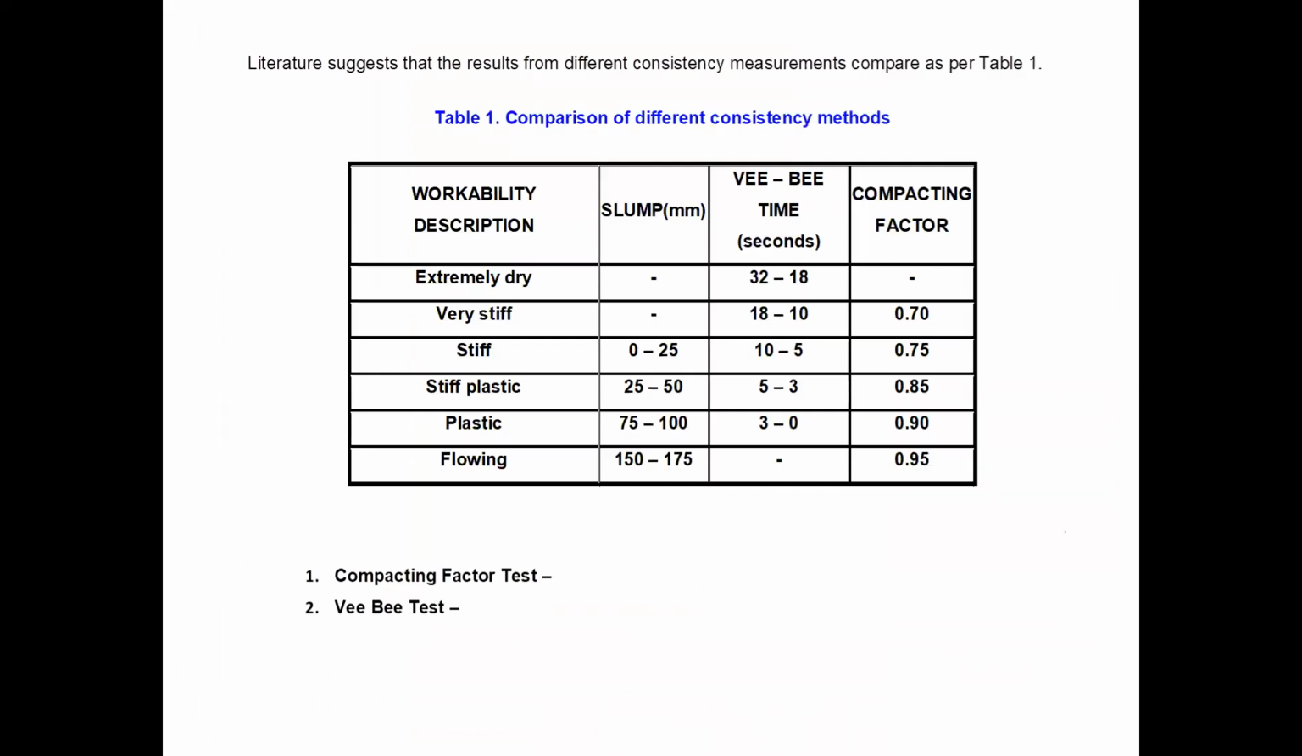Literature suggests that the results from different consistency measurements compare as per table 1. As we can see in this table, it is a comparison of different consistency methods using different tests. In the first column, we have the workability description. Second, we have the slump, Bebe, and the compacting factor and their corresponding values in every category, from extremely dry, very steep, plastic, and flowing. And then, as shown below, we have the compacting factor test and the Bebe test.